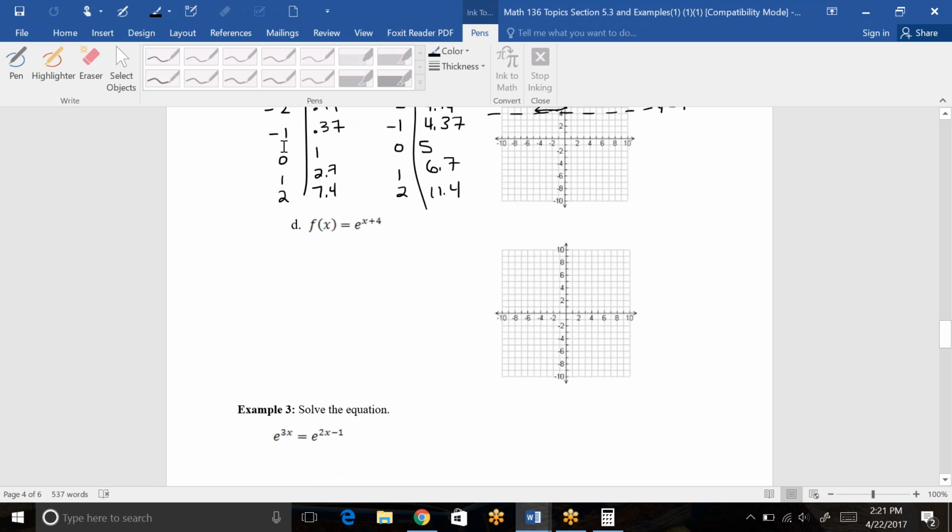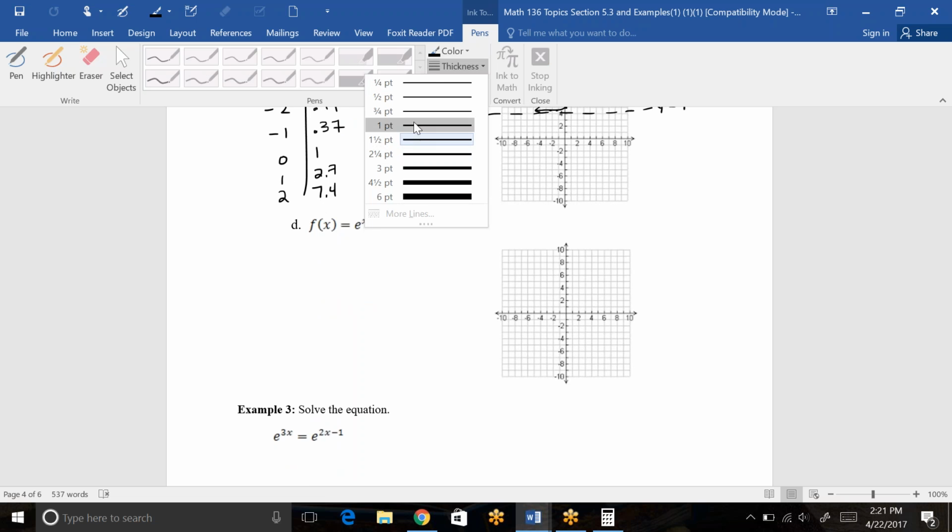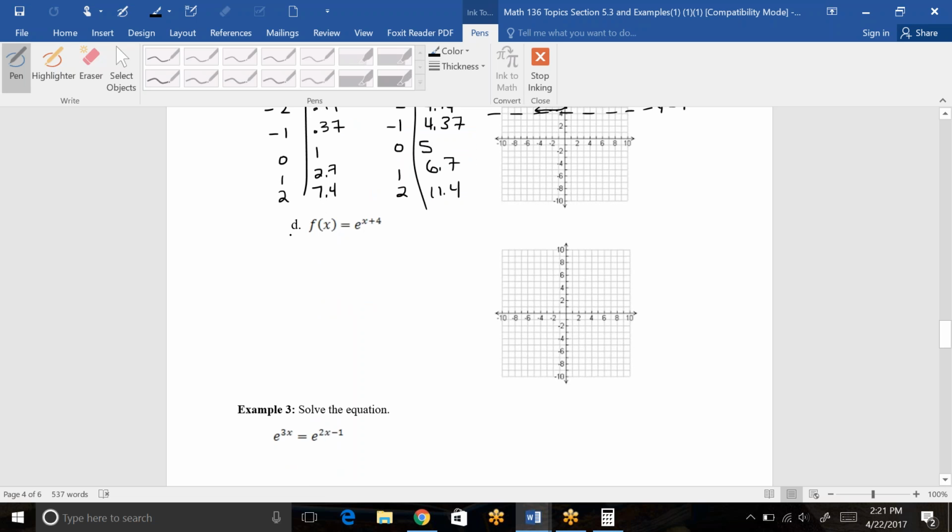Okay, so then we have this one. This looks like, because the plus 4 is inside, it's probably going to be a horizontal shift. When you're doing a table and the exponent has been adjusted, so notice it's not just an x anymore, you want to make sure whatever makes that equal 0 goes in the center of your chart. This will guarantee that you get the right shape for your graph. So then pick 2 things smaller and 2 things larger.